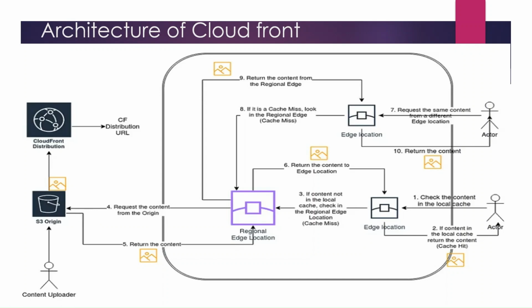So in the origin server response, the origin server returns the content to the regional edge location if the content is available. So after getting the data to the regional edge location, it returns the content to the edge location.